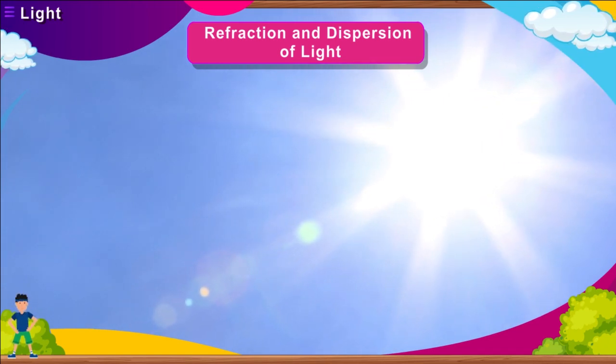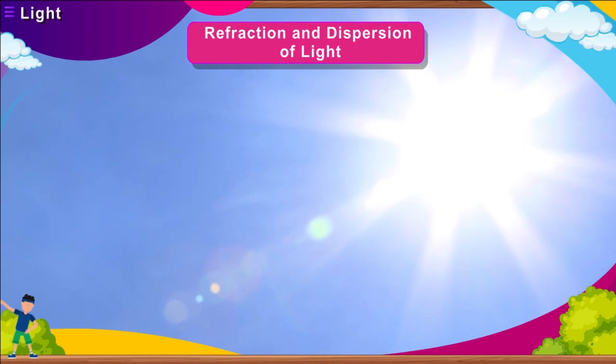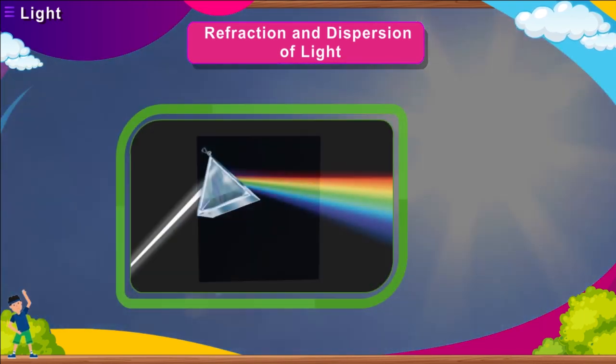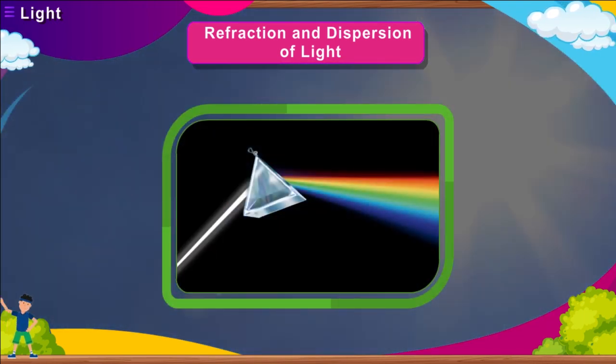On refraction, lights of different colors bend in varying proportion. Hence, when light made of different colors gets refracted, its components tend to split. The splitting of light into its component colors is called dispersion of light.